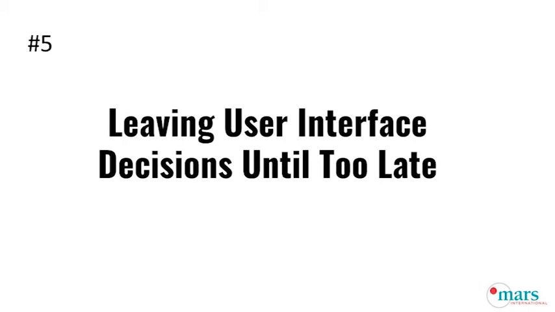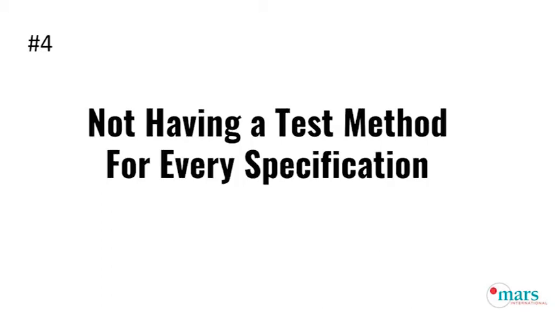So that's number 5. Number 4 is not having a test method for every specification. One of the things that's unfortunately too easy to do is when you're doing your spec, that's great, you're listing all your stuff, you're going through and creating your spec. But then later: how do I know that I've achieved this element? That's something you need to think about while you're writing the specification. It's kind of twofold here.